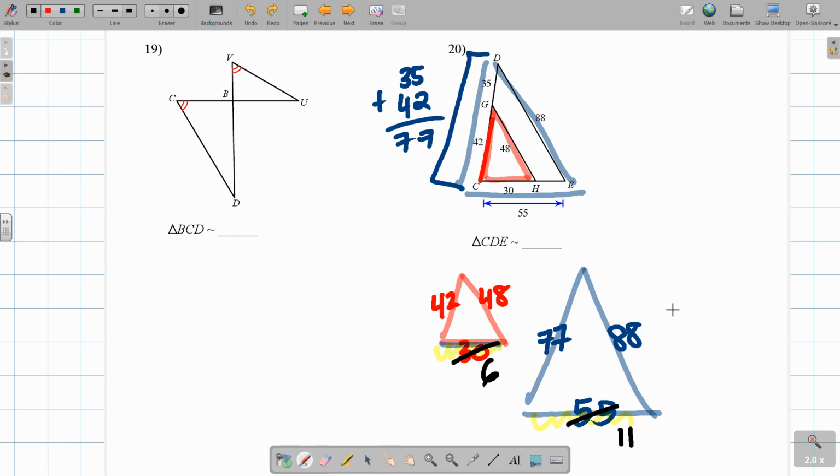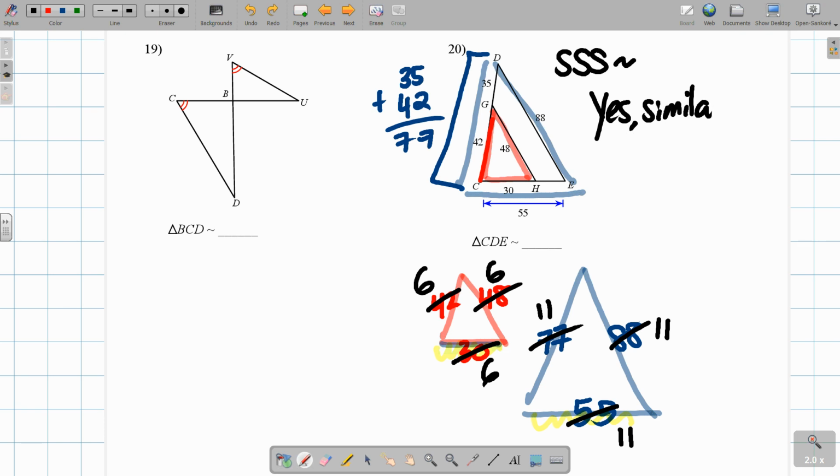Let's check. Medium to medium, 42. I know 7 goes in here 6 times, 7 goes in here 11 times. 8 goes in here 6 times, 8 goes in here 11 times. Notice it's 6 to 11 all the way around. This would be a side similarity. So yes, they're similar. Side similarity. And now you have to trace it out. CDE. CDE. You want edge up bottom is going to be similar to CGH. That's how you do those.